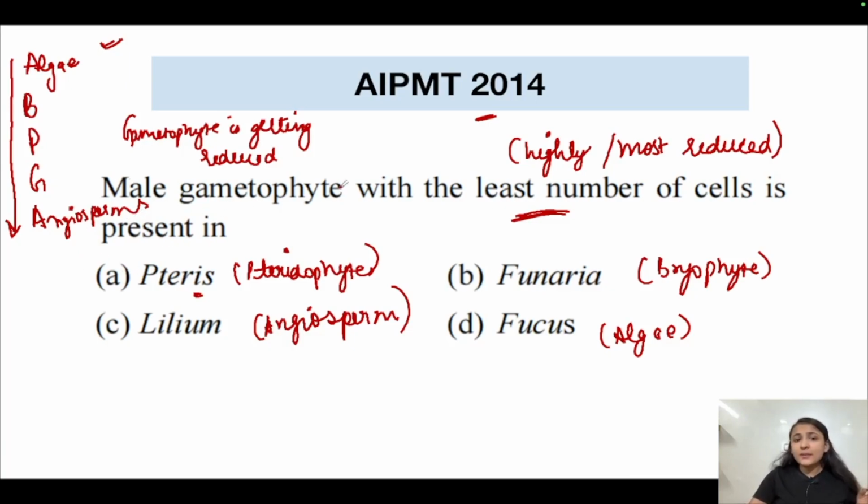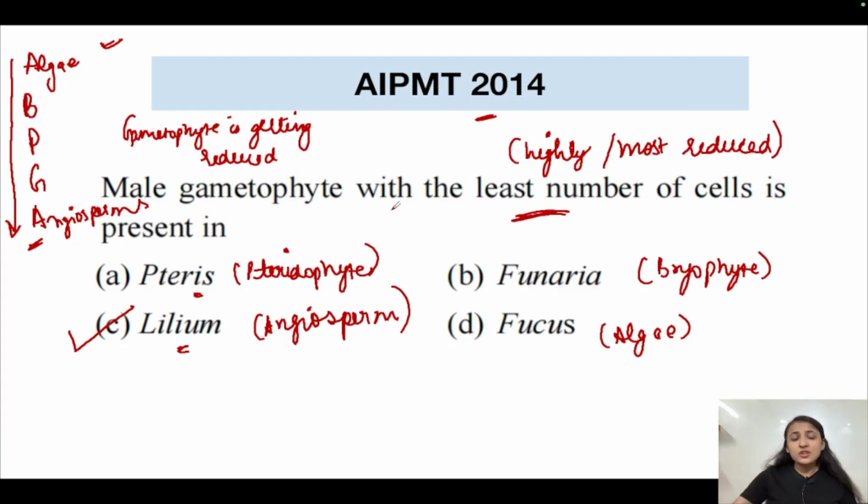So the male gametophyte with the least number of cells would be present in which of these plant groups? The highly reduced structure with the least number of cells would be present in angiosperms only, right? So the correct answer is an angiosperm out of these four options, which is option number C, Lilium. In bryophytes, pteridophytes and algae, the gametophyte comparatively has a larger number of cells. It is a multicellular structure, or an independent structure.